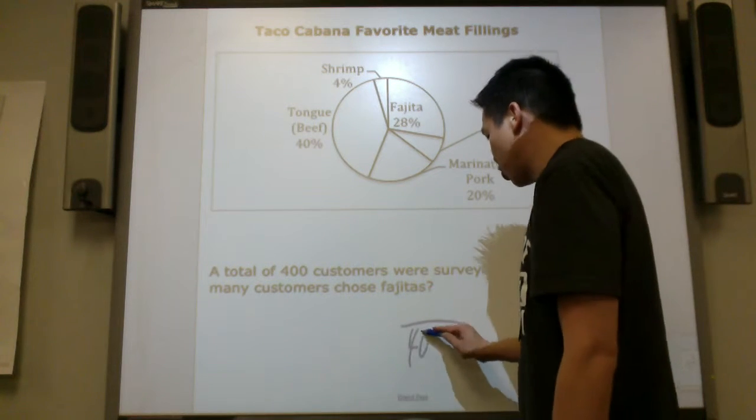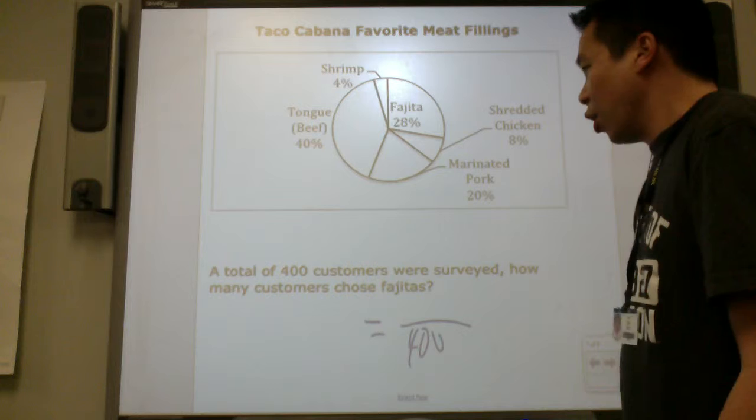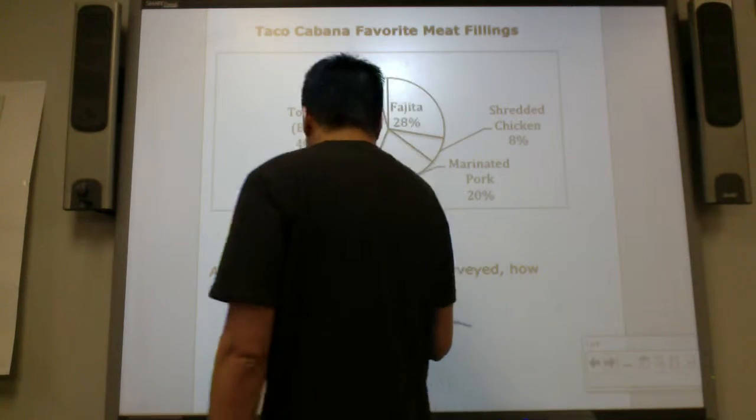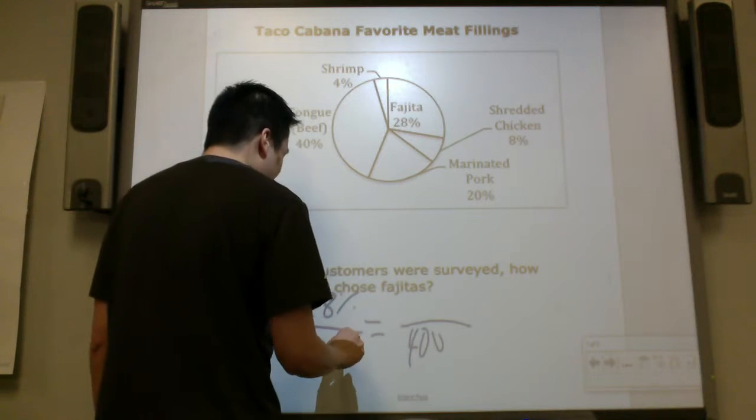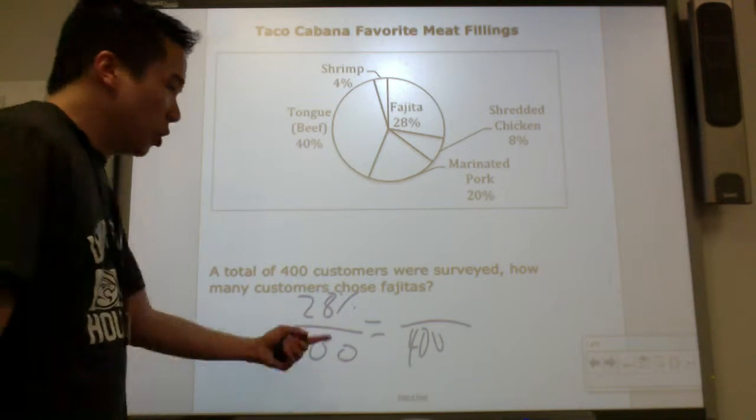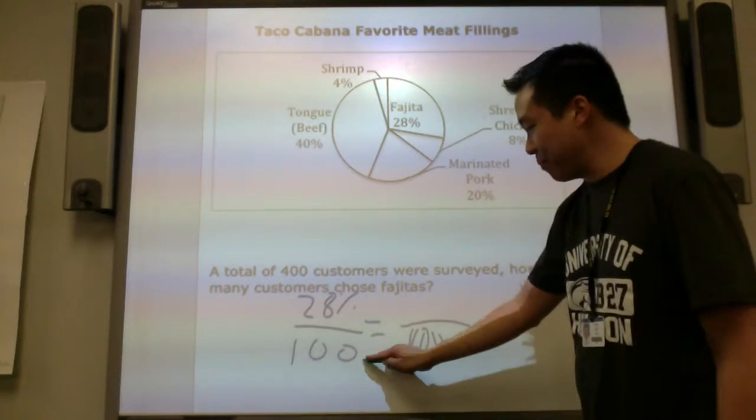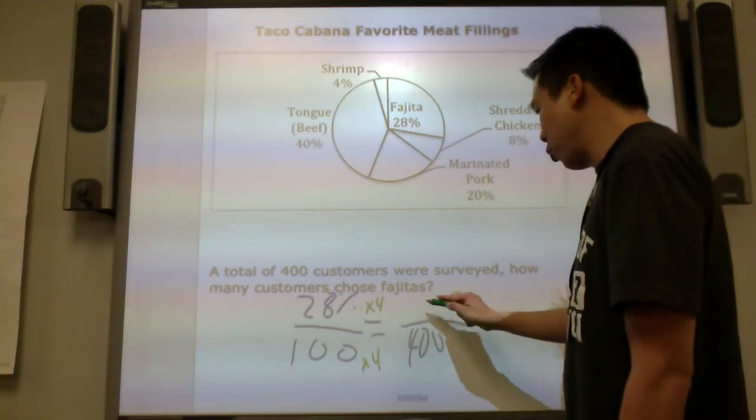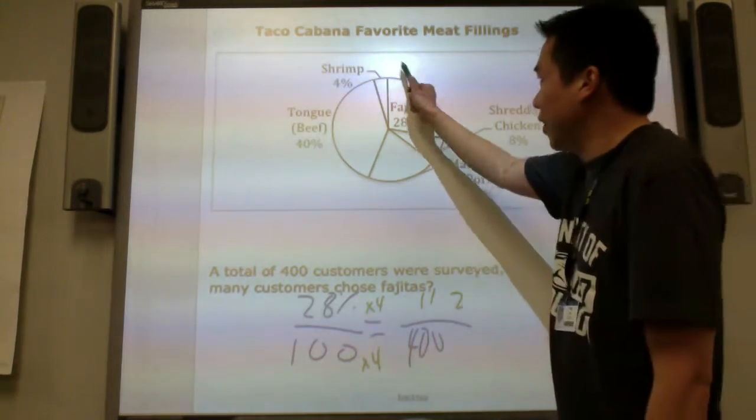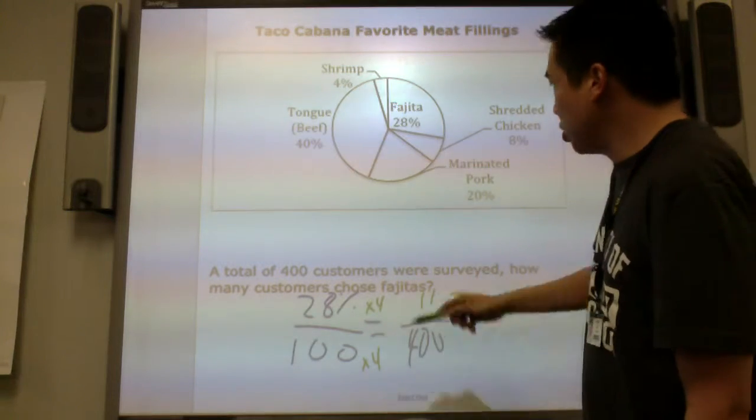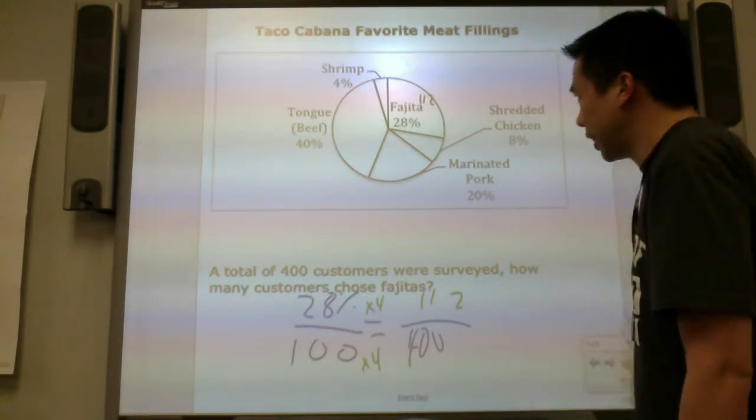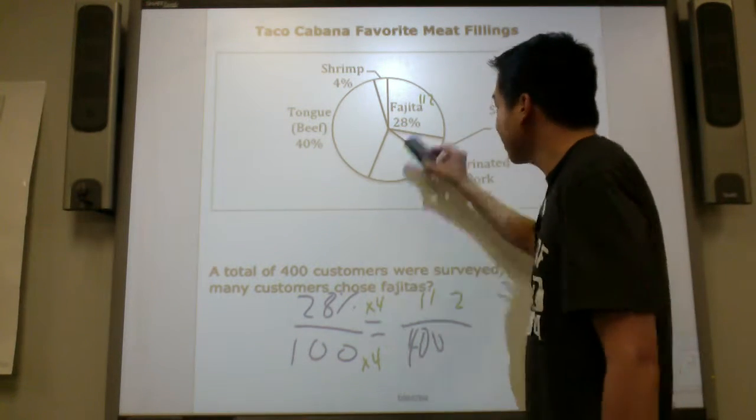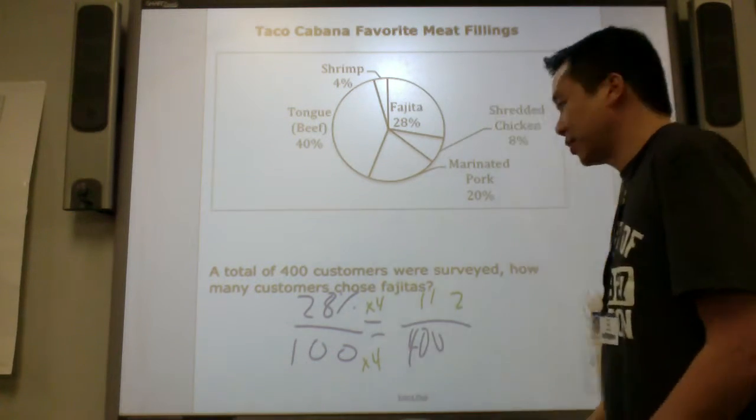So 400 customers in this whole survey. How many customers chose fajitas? 28% of the 100 chose fajitas. So, can you build this up? Yes, I can build it up by 4. So, if I build it up by 4, 112. So, if this was a circle graph, that means 112 customers like fajitas out of 400 in all. So, 112 is the answer.